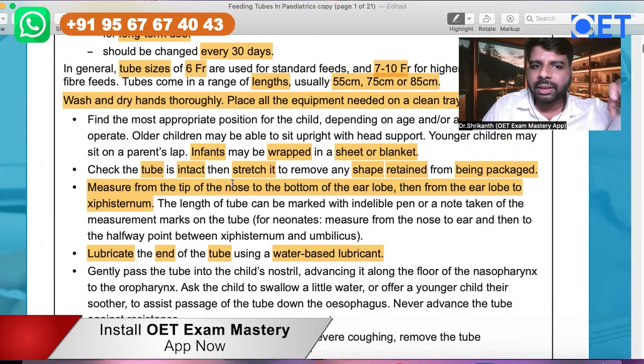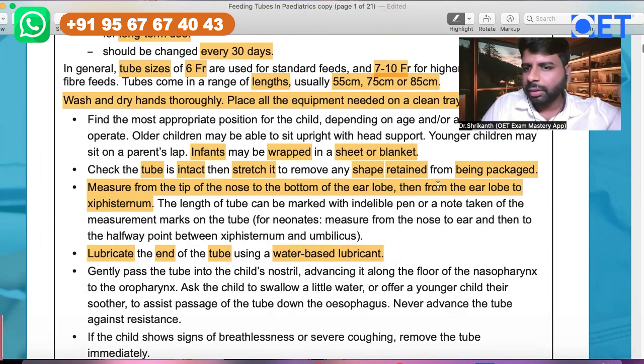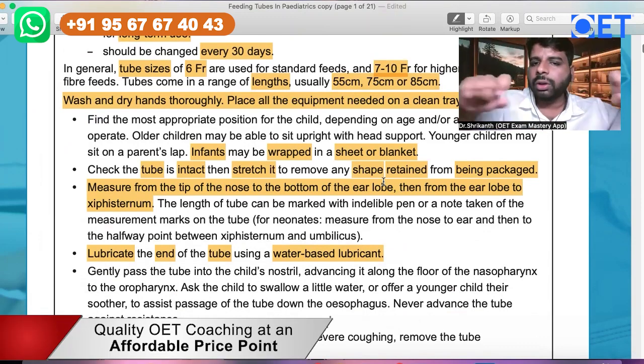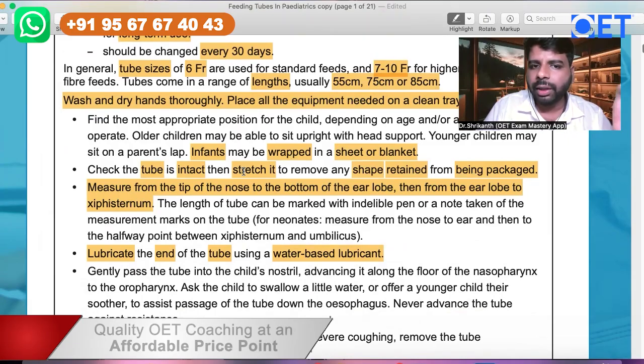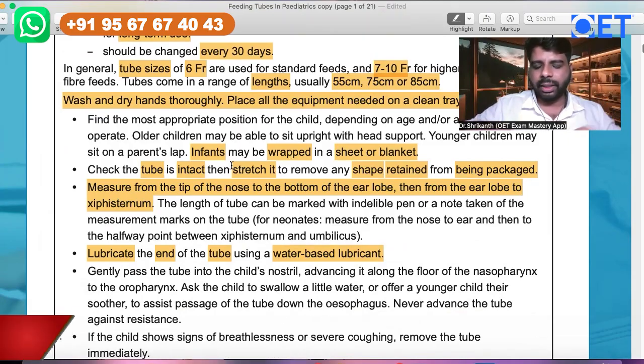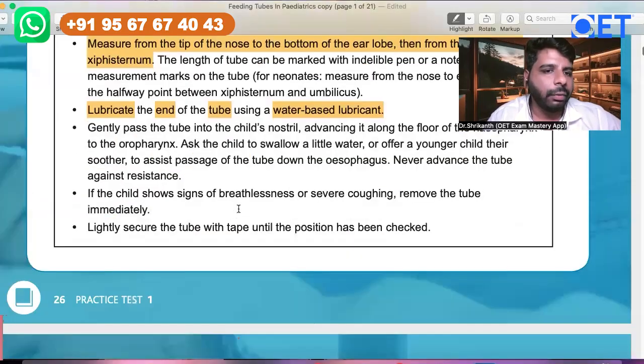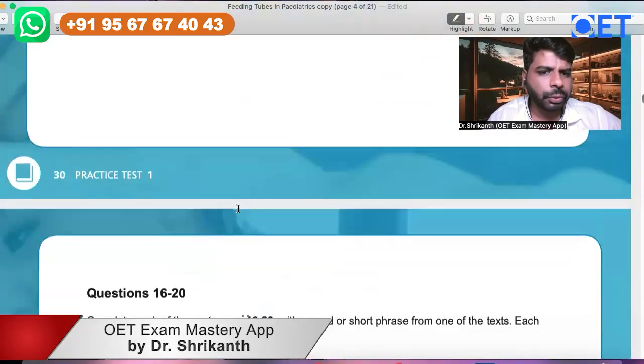If it is having the shape over there, and if it is not straight, it is not going to be straight. If you want to remove the shape from being packaged, what should the medical staff do? They should stretch it. They should stretch the tube so that it is straight, so that they are able to remove the shape over here. So now this is what they have to do. What should you write over here?